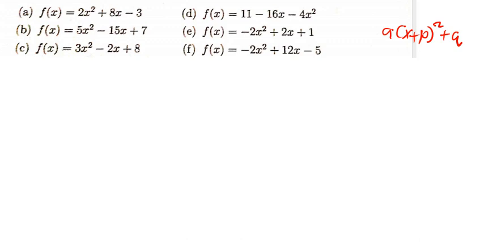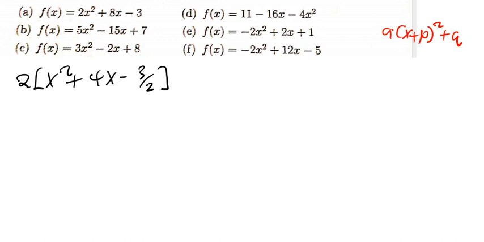That's the first thing that we have to do. We first have to factor a. In this case, a is 2, so 2 has to be factored out. I'll remain with x squared, then 8 divided by 2 is 4x, minus 3 over 2, like that.